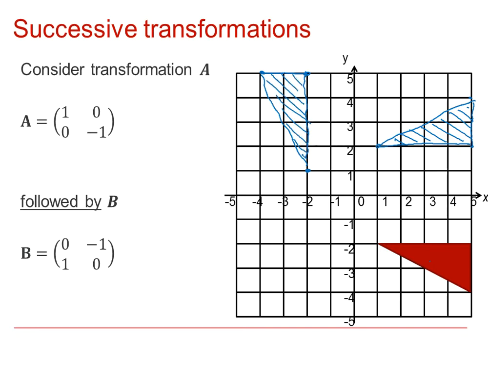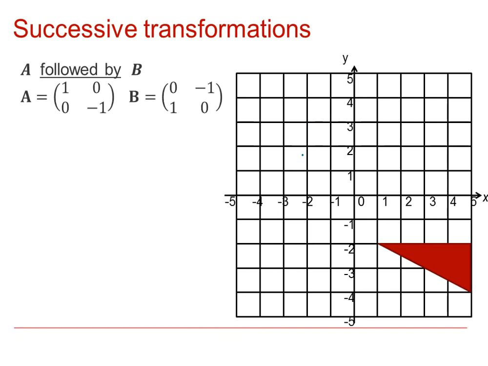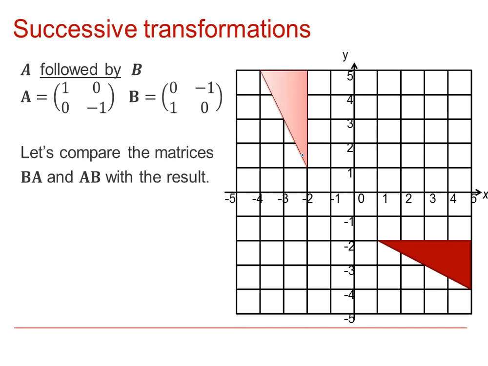Okay, so just a quick recap. So that's applying matrix A, an x-axis reflection, followed by matrix B, which is a 90 degree anti-clockwise rotation. So we think the image should look like that, and we're going to check that now by looking at A followed by B, but using the matrix multiplication. So the first one we're going to do is BA, so that is applying A followed by B. So making sure we get things the right way around.